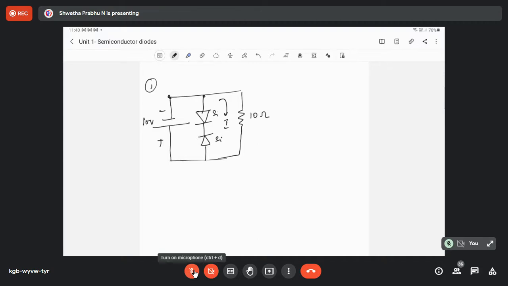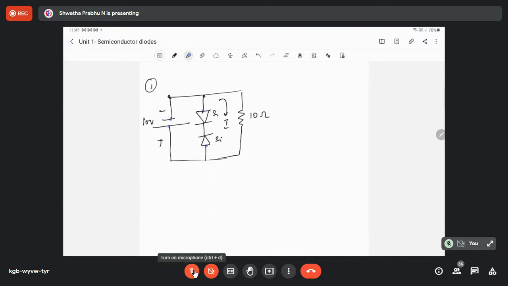Ma'am, because the two silicon diodes are forward and reverse biased, therefore they cancel the effect of each other. Correct, exactly. Here the negative of the 10 volts is connected to the positive of the diode, and the positive of the diode is connected to the negative of the silicon diode. These two silicon diodes are in opposite direction and it cannot conduct.